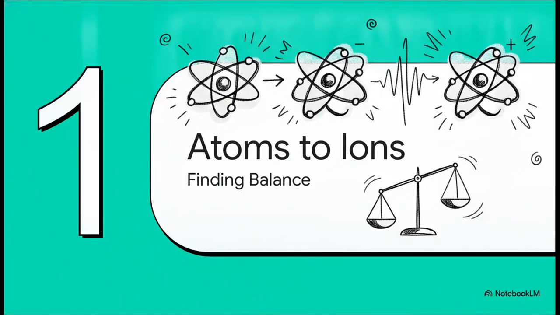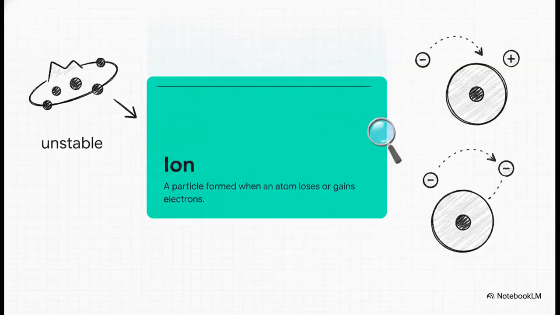Section 1. Atoms to ions, finding balance. Okay, so atoms in their natural state can sometimes be, well, a little bit unstable. And to fix this and find that perfect balance, they make a really simple trade. They either lose or gain electrons. And the moment an atom makes this trade, it transforms into what we call an ion.